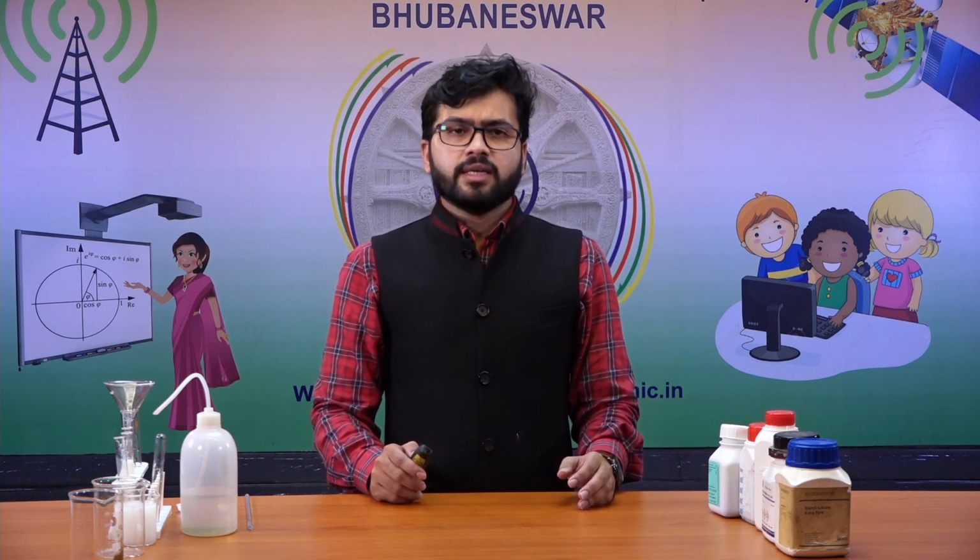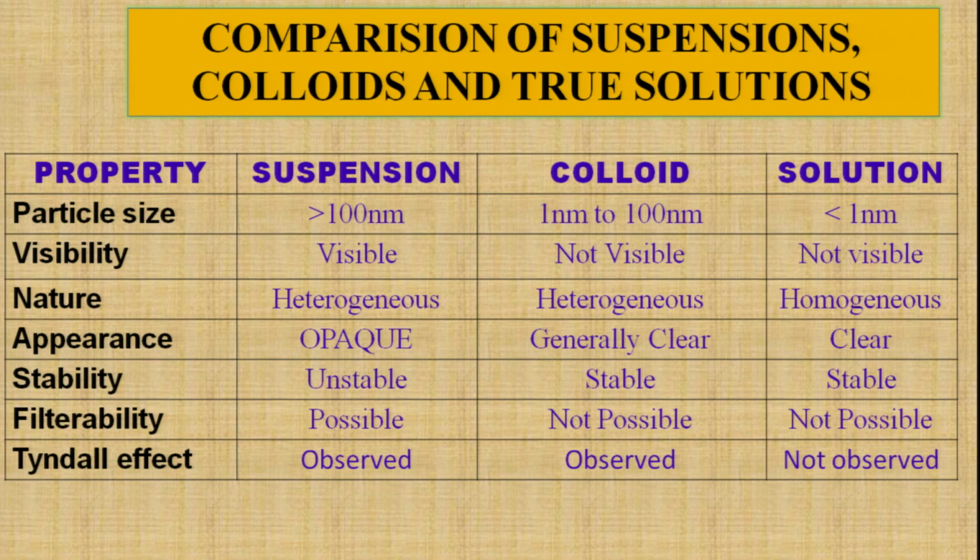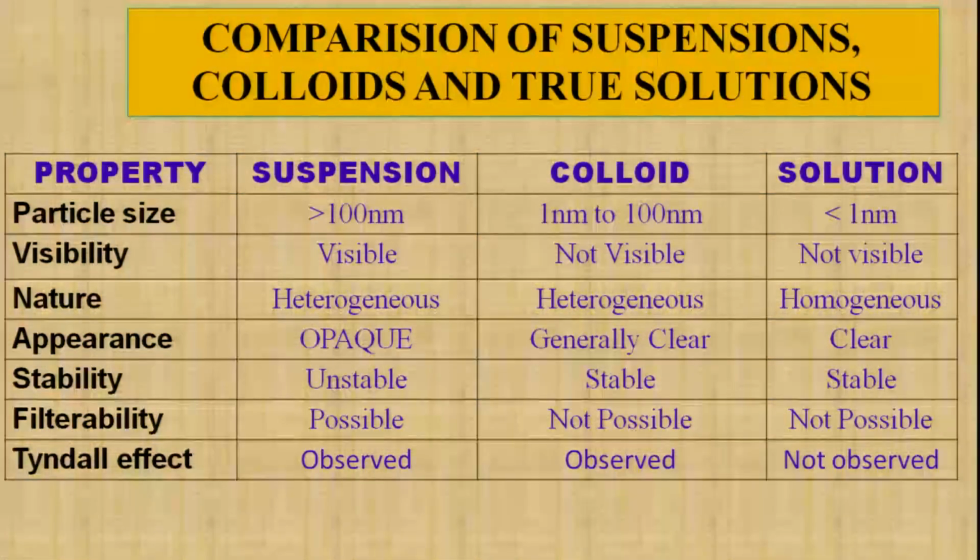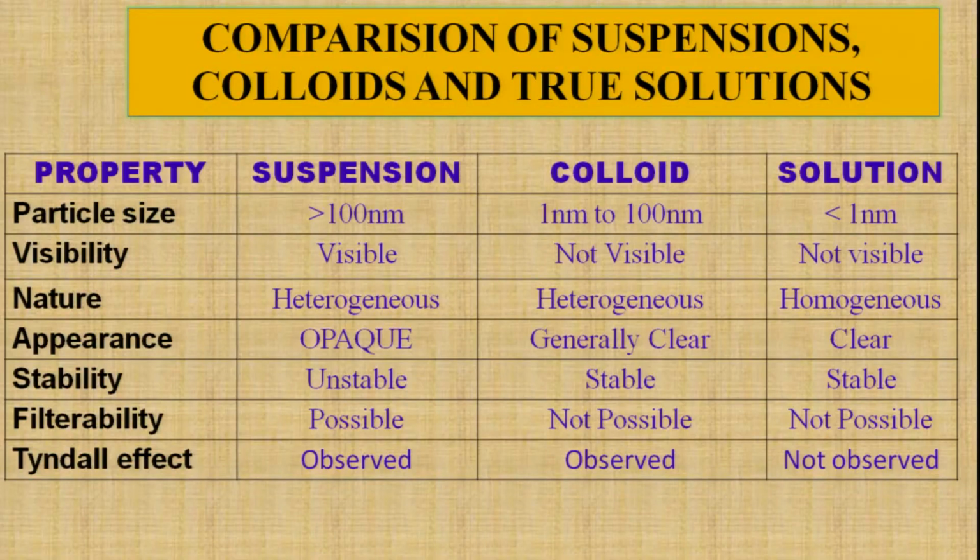Particle size is greater than 100 nanometer in case of suspension. In case of colloid, the particle size is 1 nanometer to 100 nanometer. In case of true solution, the particle size is less than 1 nanometer. And because of that, in case of suspension, the particles will be visible to naked eyes. In case of colloid and true solution, the particles will not be visible to our naked eyes. Nature: suspension is heterogeneous in nature, colloid is heterogeneous, and solution is homogeneous in nature.